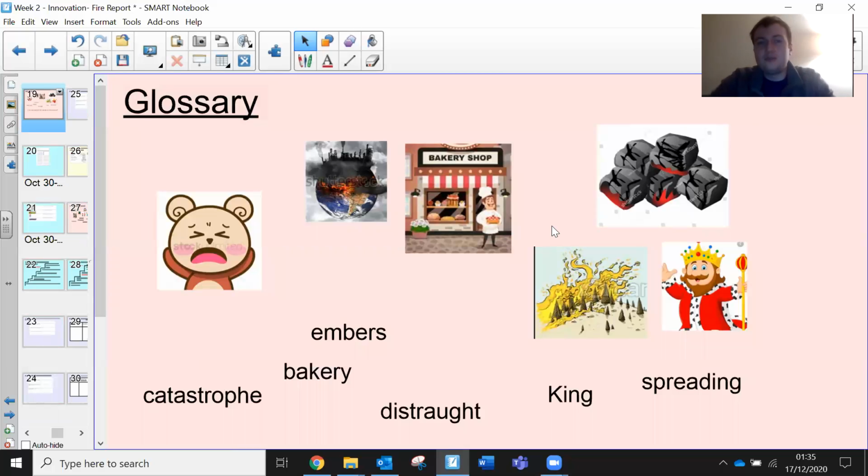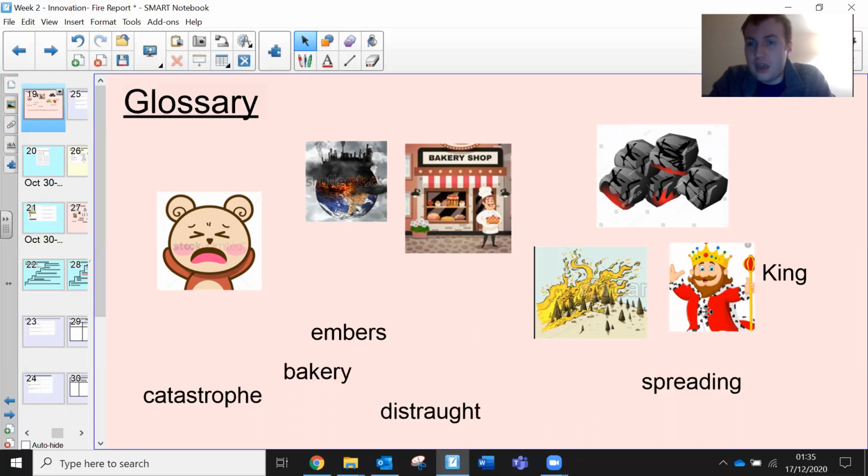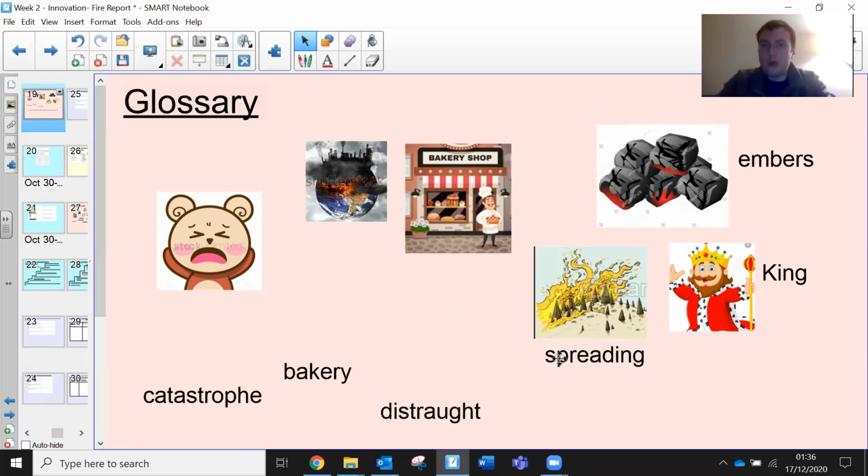Quick reminder, I'm sure you know this like the back of your hand by now, but these are our keywords. These are the ones I really expect to be included at the very least, all right? So we've got our king over here. We've got some embers over here, which remember is like the fire dying, but it's still a little bit alive. It's like hanging on. We've got spreading, the fire spreading, getting bigger, growing.